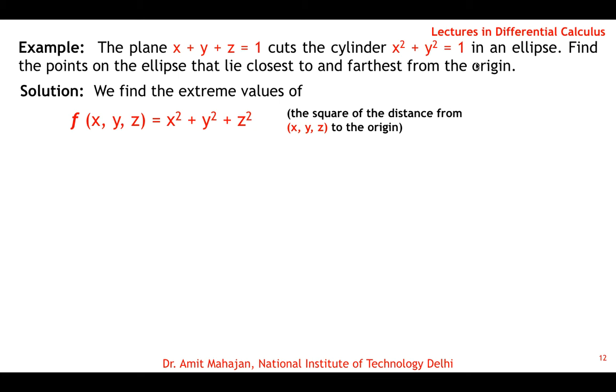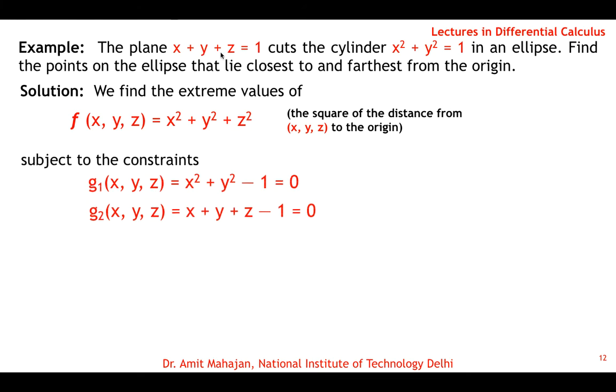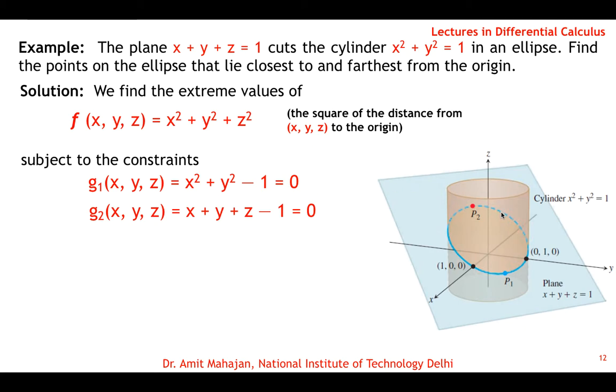So again we have to maximize or minimize the distance function. So we are again choosing the square of the distance function, because if a point gives the minimum distance, the square will also give the minimum distance. And these are subject to two conditions, this g1 and g2. So geometrically what we have is this cylinder which is x square plus y square equal to 1, for all z, and there is a plane which cuts it into this elliptical curve.